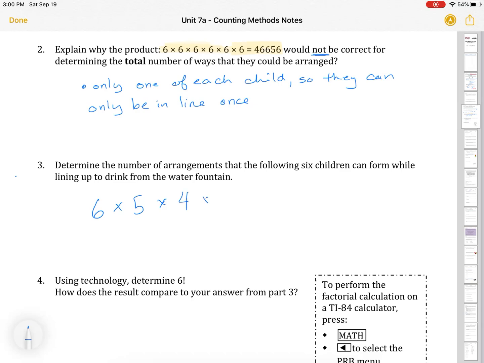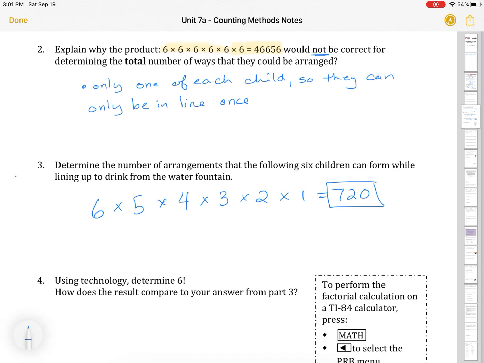The third, 2 kids have had a drink. So there's only 4 left. The fourth, 3 kids have had a drink. So there's only 3 left. The fifth, 4 kids have had a drink. So there's only 2 left. And then there's only 1 child left. We don't know which child is in which position, but there are only that many options left. So when we multiply those, we get 720 options for how they can line up.